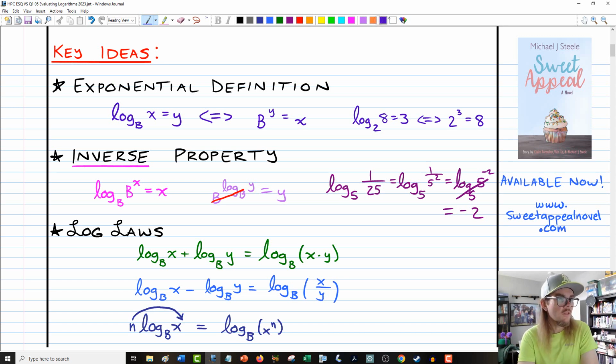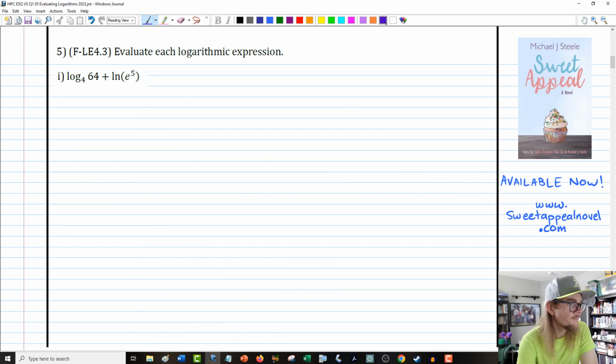So with that in mind, those are the 3 different little, I don't want to call them strategies, those are the 3 fundamental skills that are really going to be invaluable as you dig into the questions on problem number 5 on your ESQ model. So there's your nice background. Let's just go do the problems and see these in action.